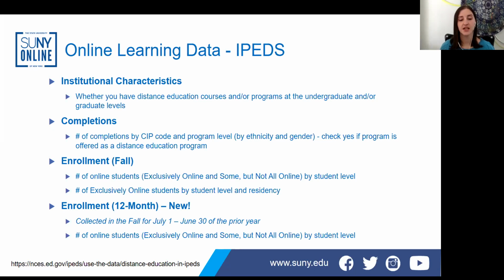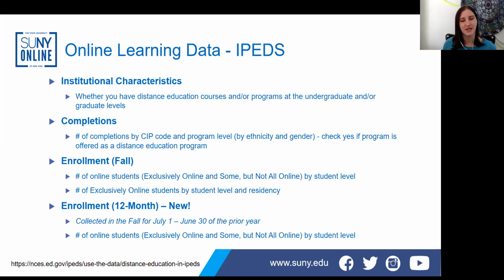So this is just being collected for the first time now for the last year, and it will ask the number of online students, again, by exclusively online or some but not all online. Now, this will not be able to get down to the level of residency because students may change their residency status throughout the year. So typically why we talk about fall data instead of academic year data is because we're actually able to talk about student demographics because it existed in that point in time.